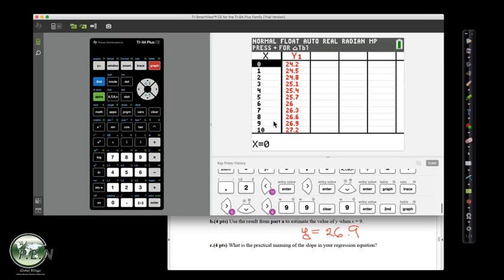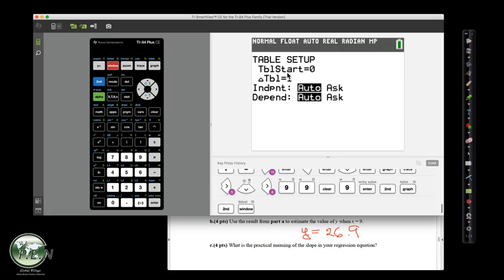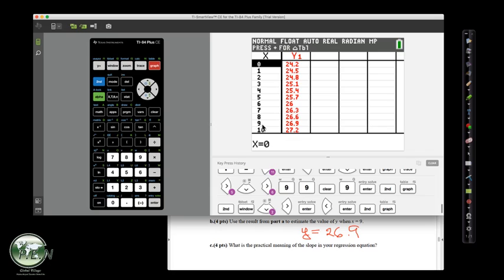If your table of values does not look like this, it's because somebody has played with your table set. Second table set, which is right above window. Mine has a table start at 0. The table is changing by 1, and both the independent and dependent are on auto. If yours is anything else, arrow down and change them. If you were on ask, which is actually not a bad place to be, but we'll talk about that one later. You want to be on auto so that when you go back to table, you now can see this. And again, we see when x is 9, y is 26.9.